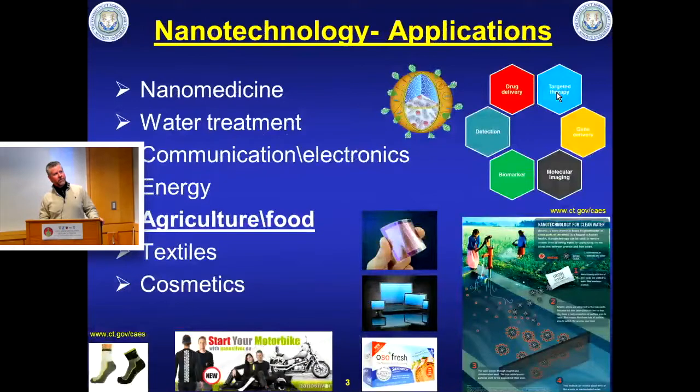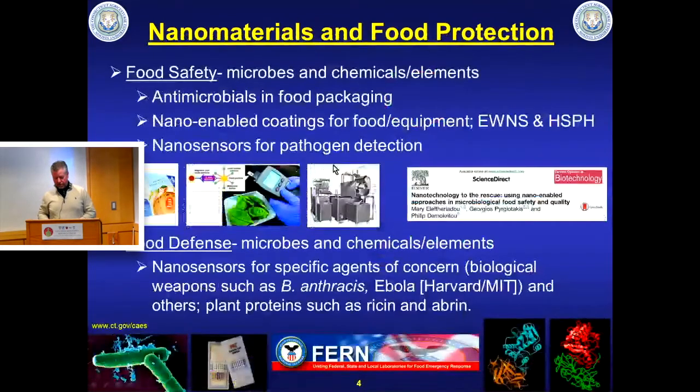Here are all the different applications, obviously, where we're seeing nanotechnology. And as an agricultural experiment station, our focus is really on food and food production. The way I envision this breaking down, you have food production in general, and agriculture is a big part of that, and that's where I spend most of my time. But in terms of nanomaterials and food safety and food protection, there are two other areas that are worth mentioning.